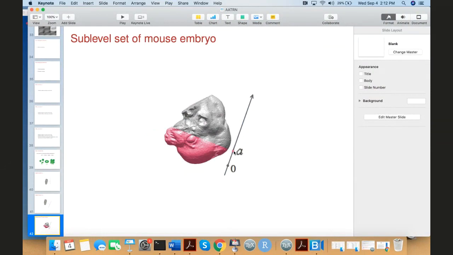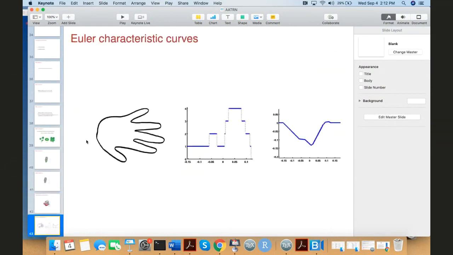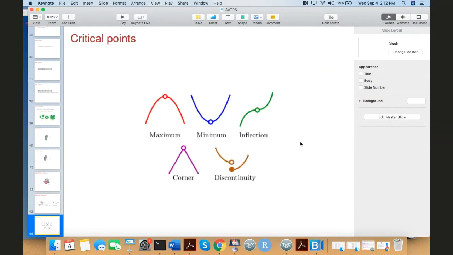What I can do, for example, is take a hand and start sweeping through left to right, and this is how the Euler characteristic is changing in the hand as I sweep through. The curve on the far right is what we call the smooth Euler characteristic curve, which simply means I integrate this and I zero mean it. You'll see where we use this. And so again, we're just counting critical points.